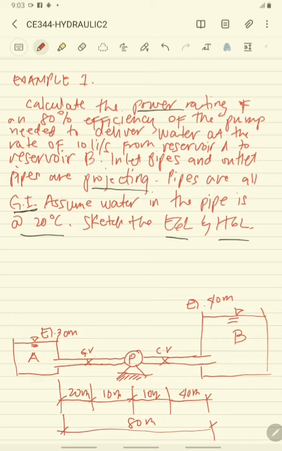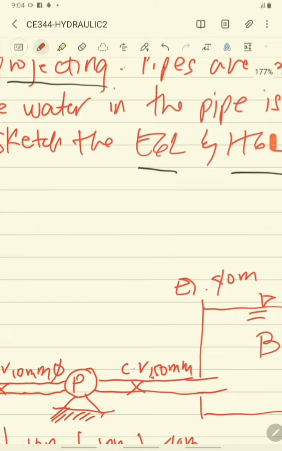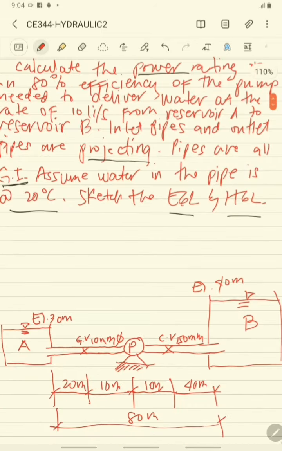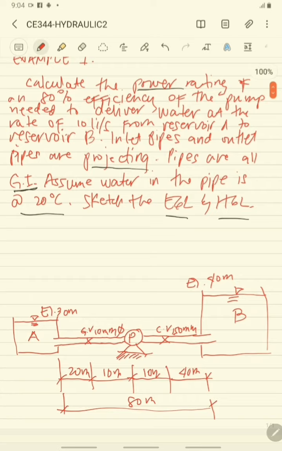Then we need also to determine the diameter. So here we put 100 mm diameter for the suction pipe. Then you have 150 mm.